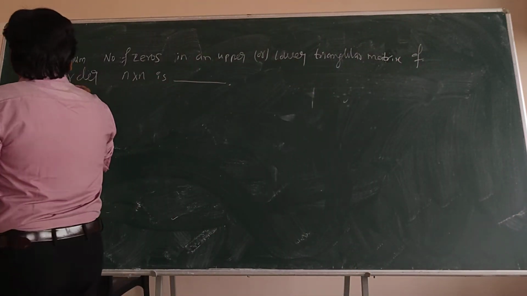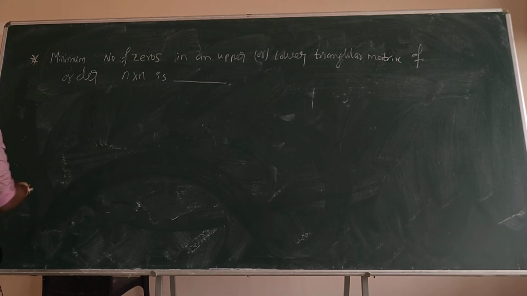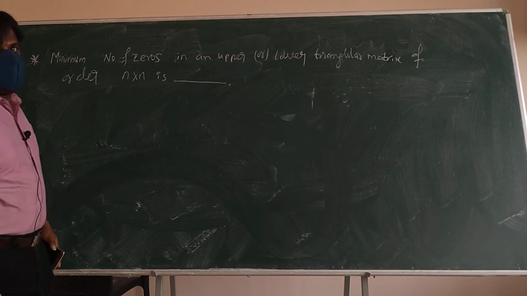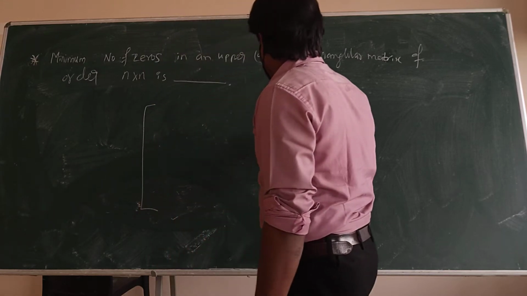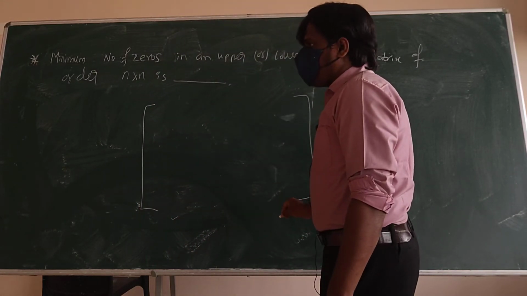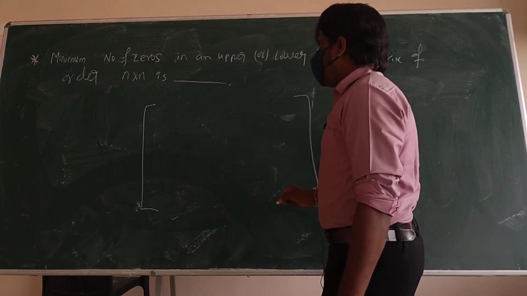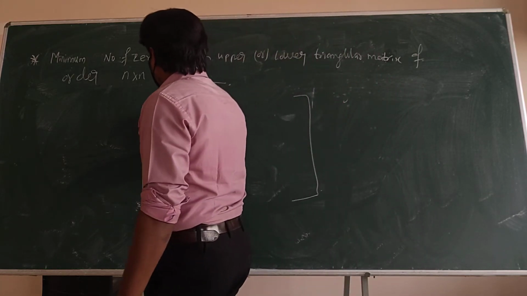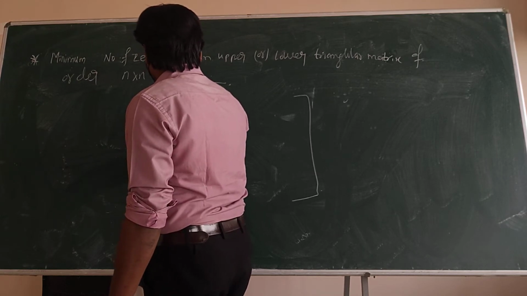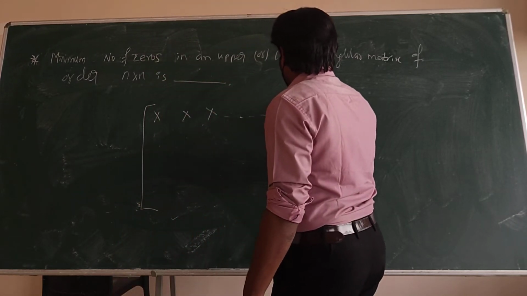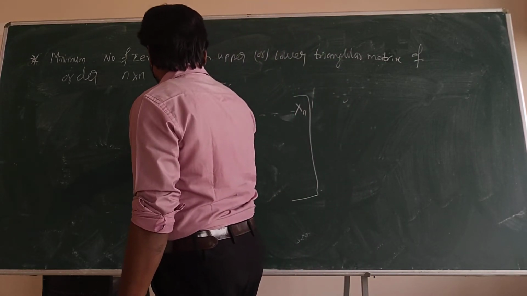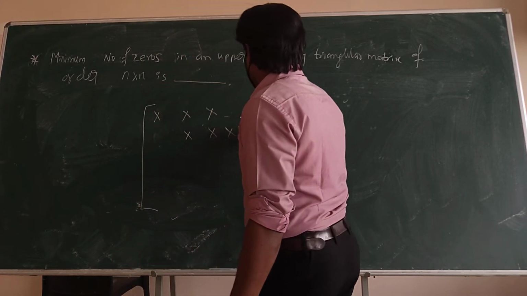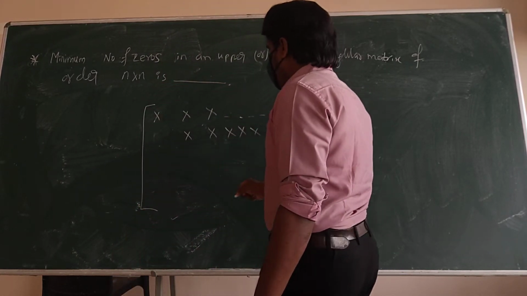First, the minimum number of zeros in an upper or lower triangular matrix of order n by n. So suppose I am taking a matrix of order n by n. Here something is there, here also something is there, like n. Then what you have here will be something like n. But here must be what?